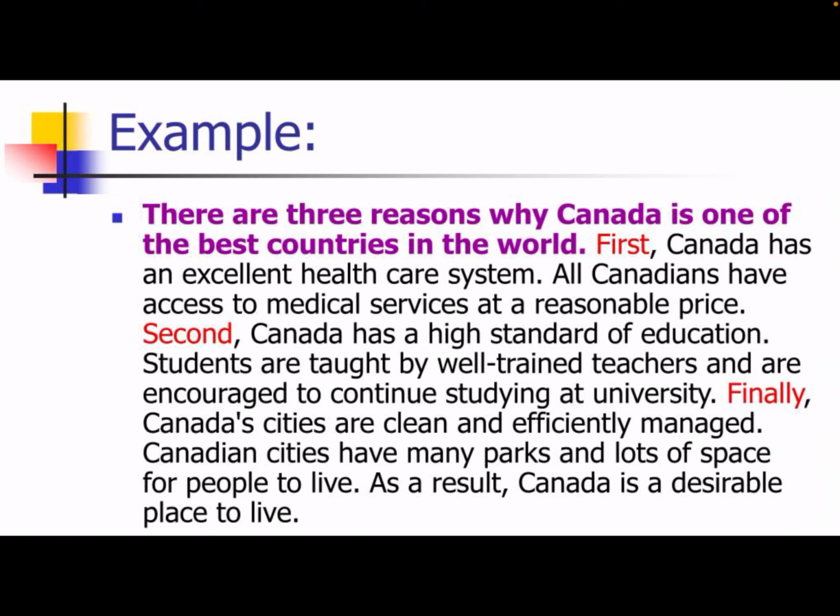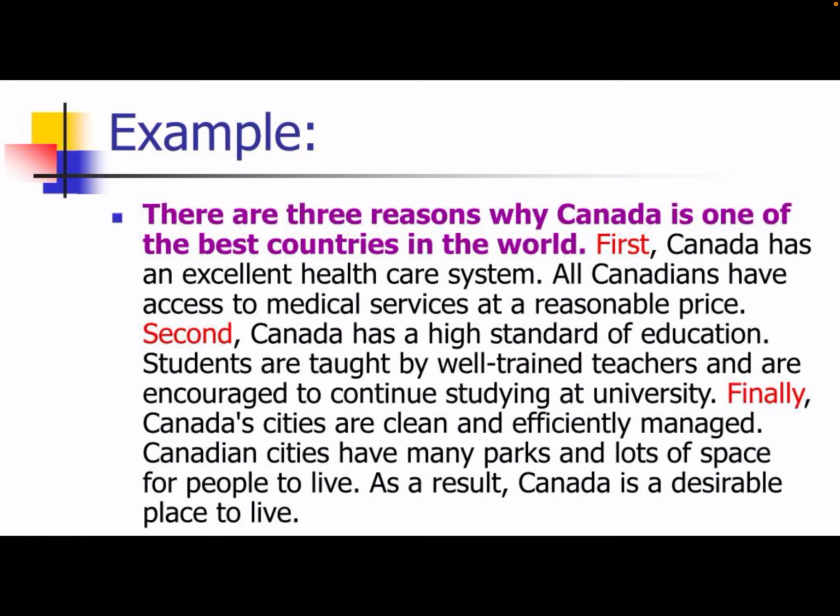Okay, so I have my first supportive sentence, and I have another supportive sentence. The second one: Canada has a high standard of education. And then I talk a little bit about it. Students are taught by well-trained teachers and are encouraged to continue studying at university.